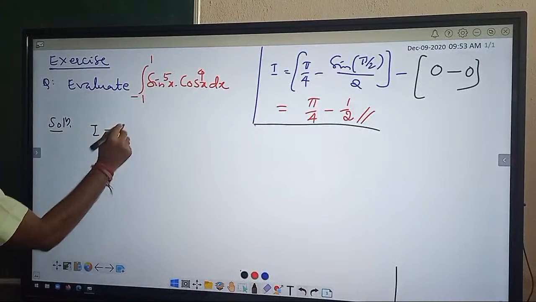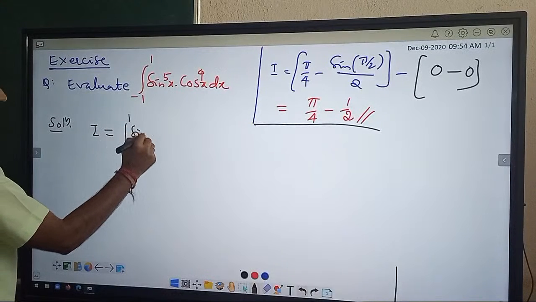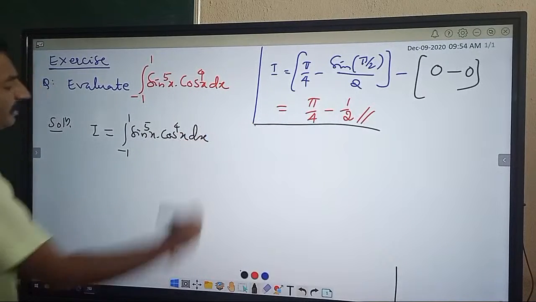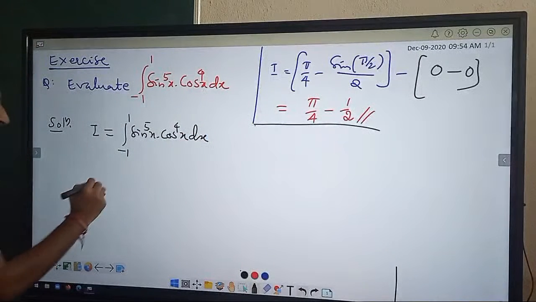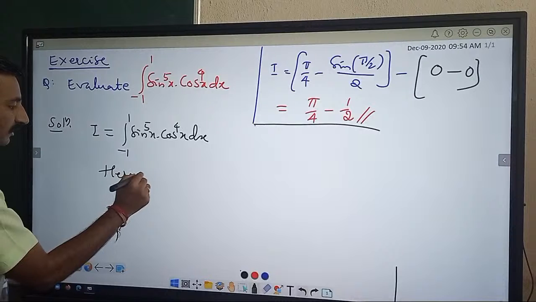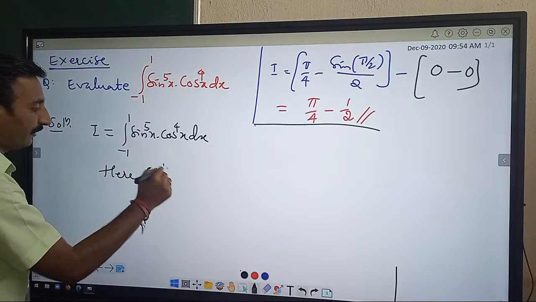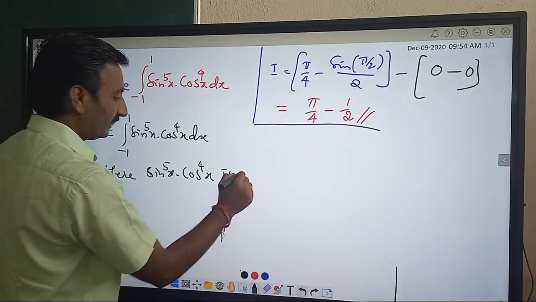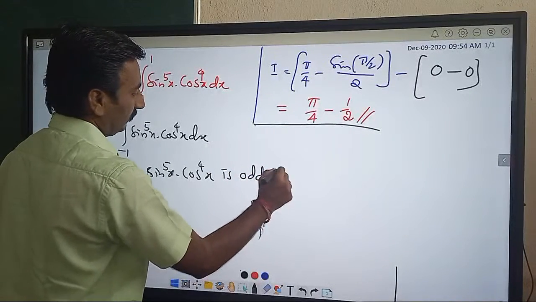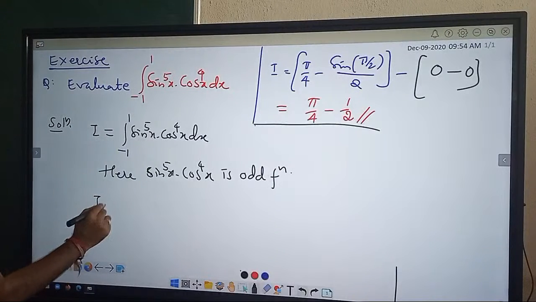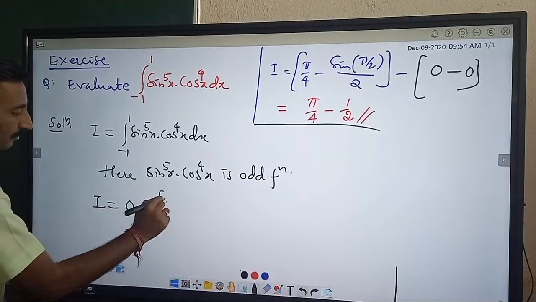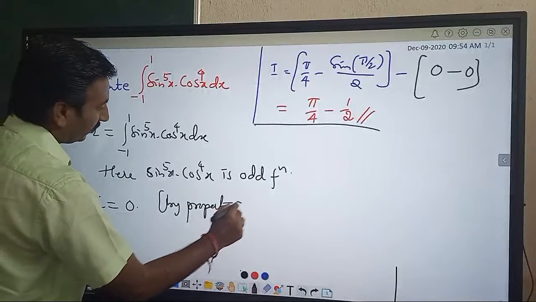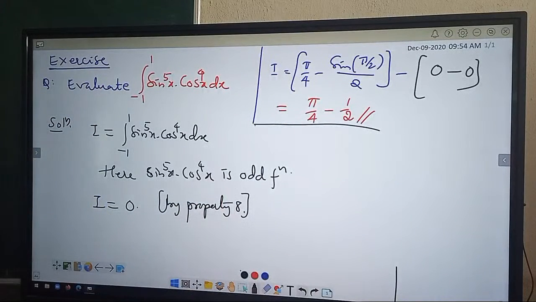I equals integral from minus 1 to 1 of sin^5 x into cos^4 x dx. Look at this, how interesting it is. Here, sin^5 x into cos^4 x is an odd function. Correct? So therefore I say it is 0 by property number 8. By property 8. Correct?